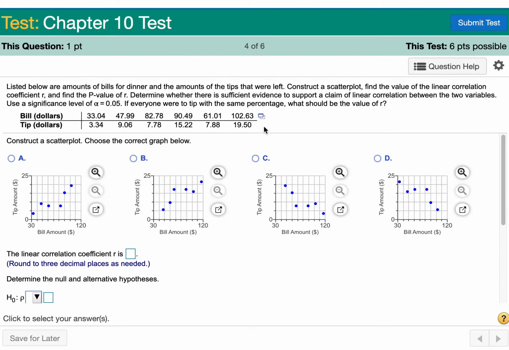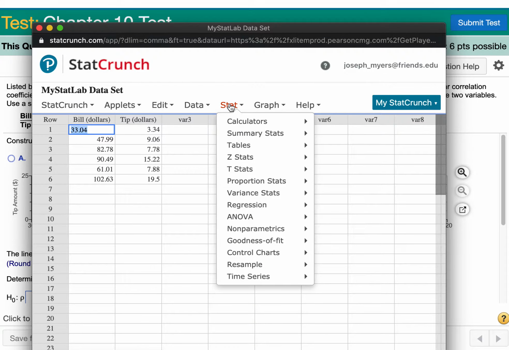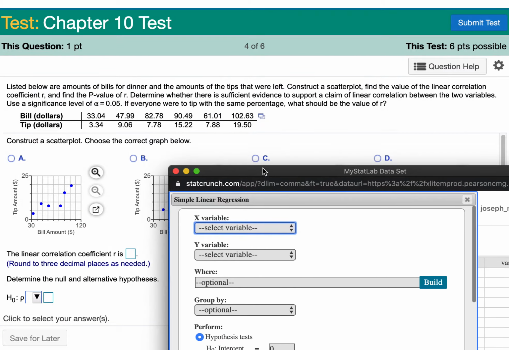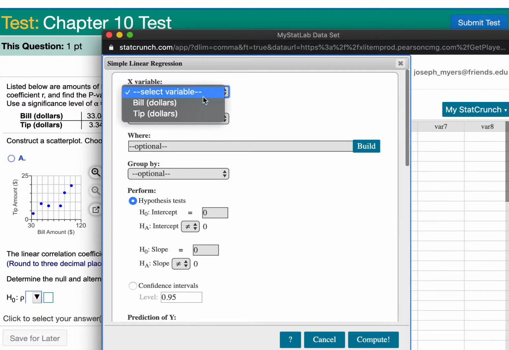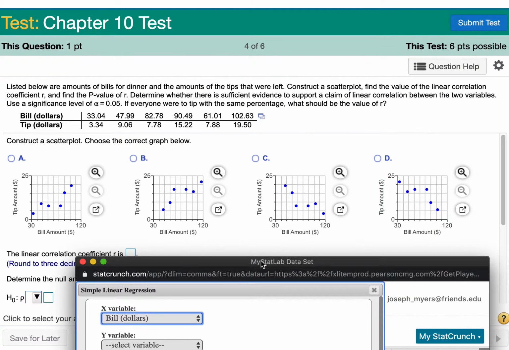Okay, then we do this problem in a very similar way. We click that icon, click Open in StatCrunch, and then we go to Stat, Regression, Simple Linear. For the x variable, what do you think it is? Well, it would be the bill amount, the x-axis, and the y variable would be the y-axis, which is the tip amount.